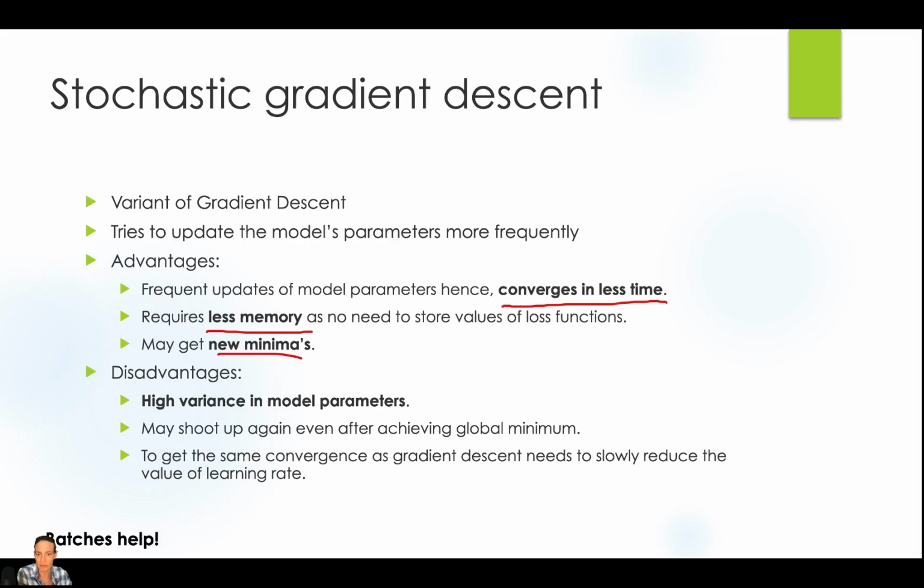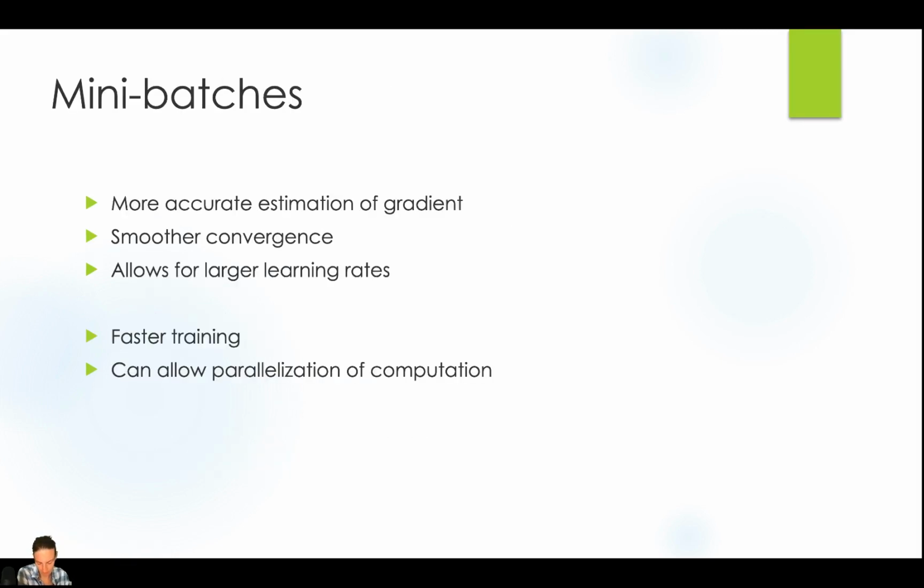So to get the same convergence as gradient descent, we need to slowly reduce the value of the learning rate. By using these mini batches, we get a more accurate estimation, smoother convergence, all good things, basically. We can even parallelize the computation.